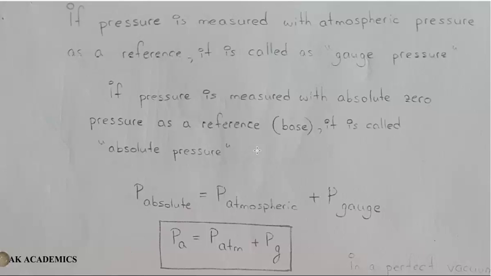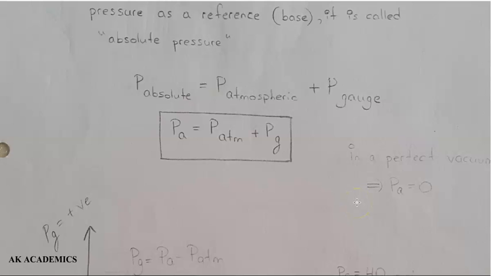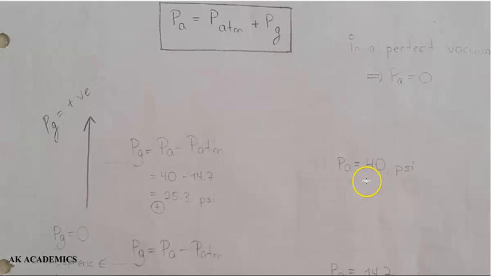If pressure is measured with absolute zero pressure as a reference or base, it is called absolute pressure. So absolute pressure is always equal to atmospheric pressure plus gauge pressure. This is an important equation, pay attention to it. In a perfect vacuum, PA, which represents absolute pressure, is always equal to 0.